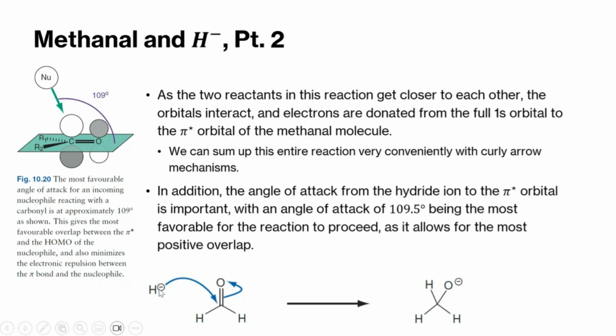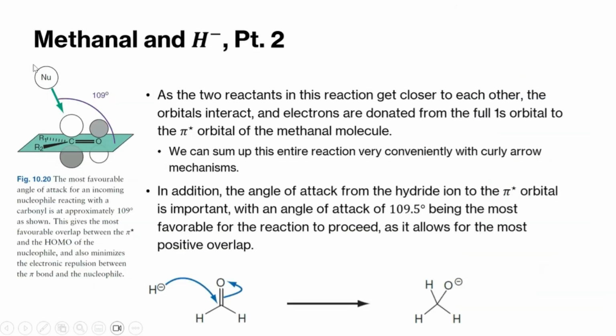You can see we're drawing one arrow, which shows the attack of the pair of electrons onto that carbon, forming a new bond. And we'll draw an arrow which shows the redistribution of the pi electrons to a lone pair on the oxygen, which of course is a more localized view of bonding, but still allows us to conveniently sum up reactions. Now, next I want to go over the angle of attack from the hydride ion.